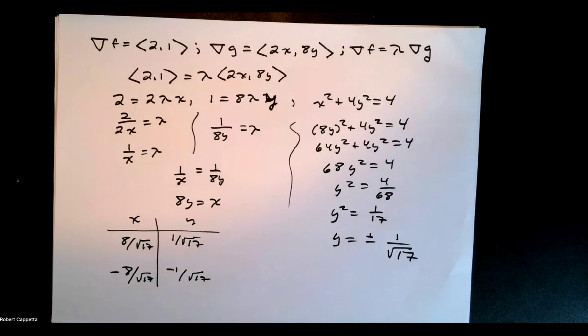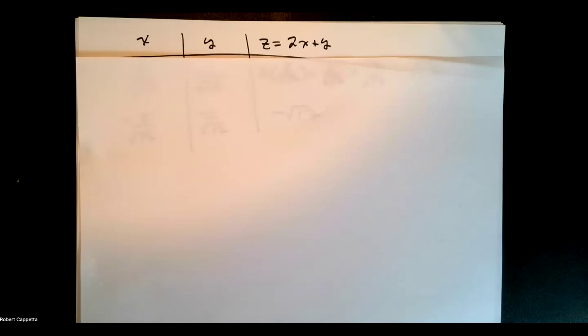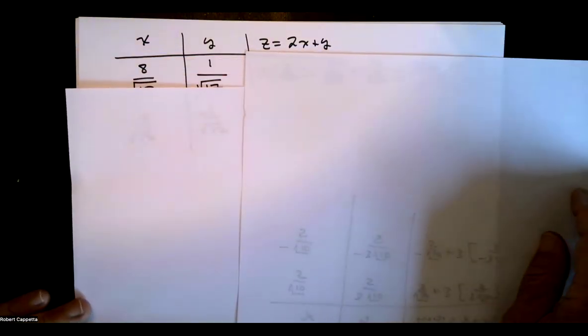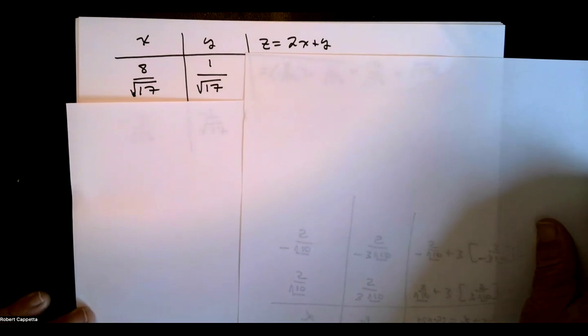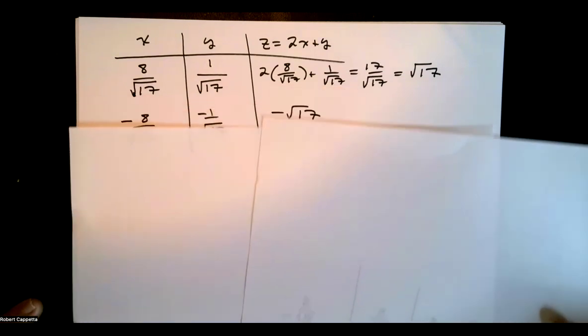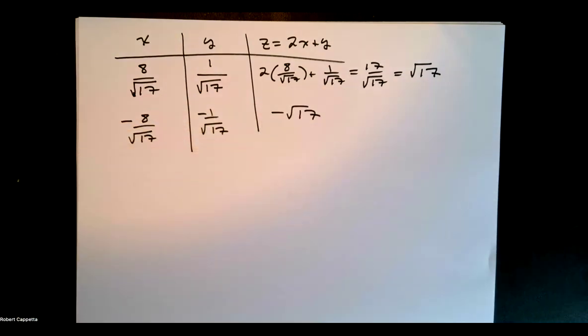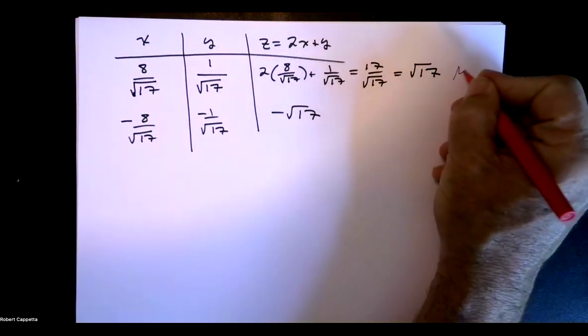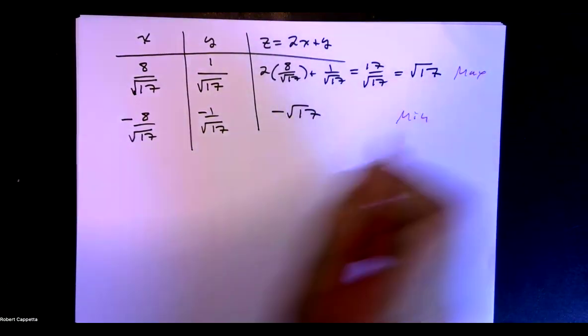So let's see how it behaves. Let's go ahead and plug those in to see what we get with our x, y, and z. We have x is 8 over root 17 and y is 1 over root 17. So 2x, 2 times 8 over root 17 would be 16 over root 17, plus 1 over root 17 would give me 17 over root 17, to give me a maximum value of root 17 at that point. Similarly, a minimum value of negative root 17 at that point. So this should be the max, this should be the min.